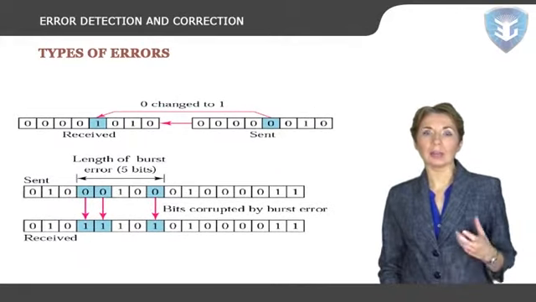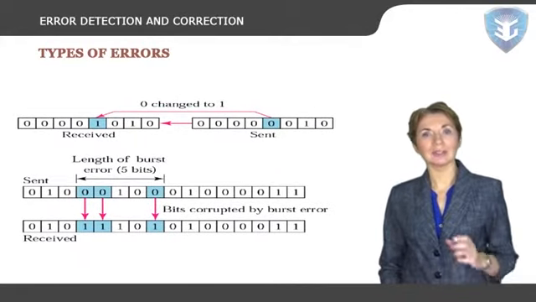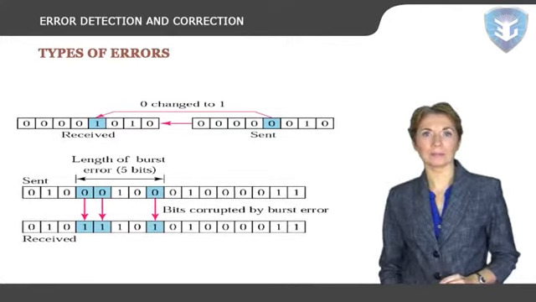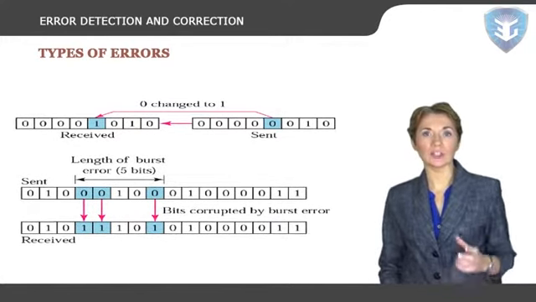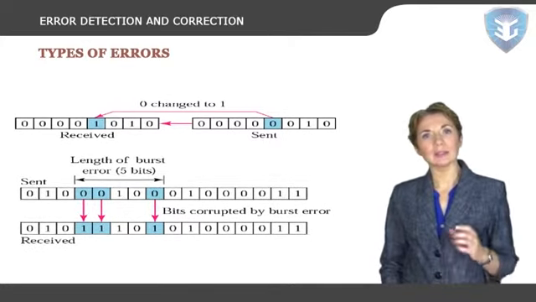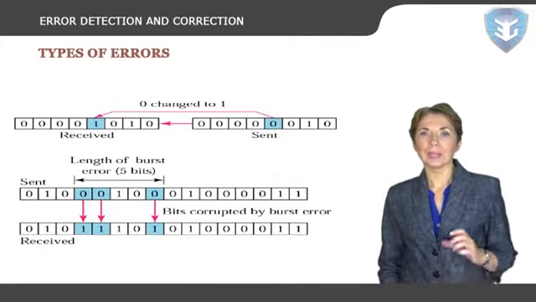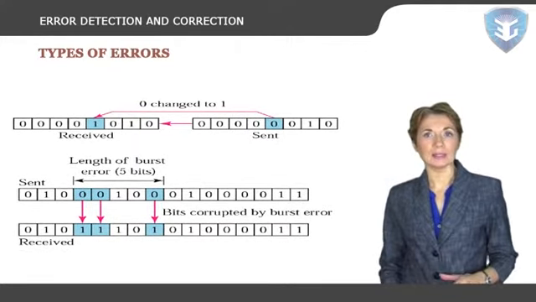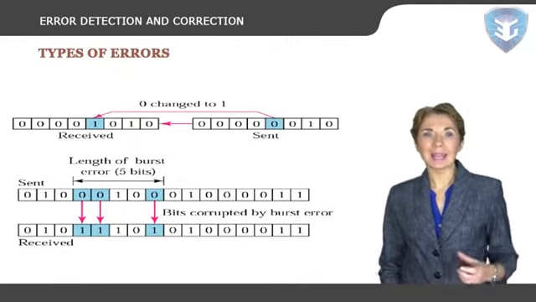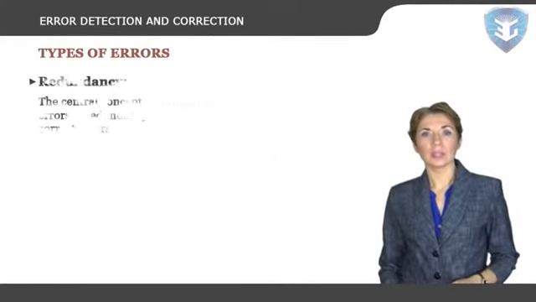A burst error is more likely to occur than a single bit error. The duration of noise is normally longer than the duration of one bit, which means that when noise affects data, it affects a set of bits. The number of bits affected depends on the data rate and duration of noise.